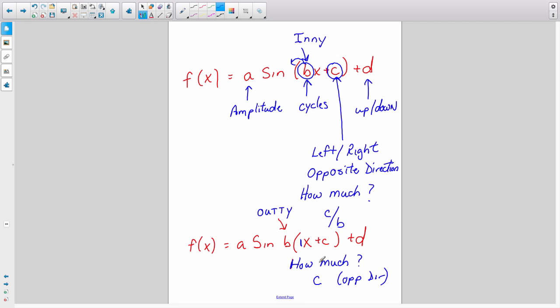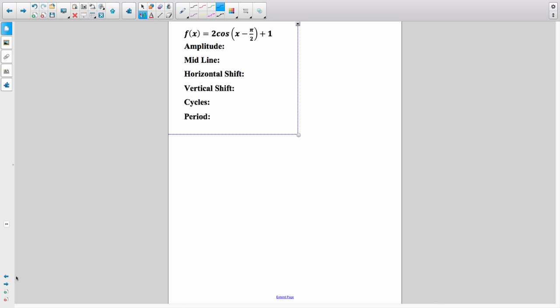So I admit it's not a perfect world. That's the gotcha that you have to remember. If the number's on the inside, it's C over the number. If the number's on the outside, then the shift is just C. Whatever it is, it is. Okay, so let's start off by just practicing. Let's take a look at some possible functions and identify everything we know so far. Cool, so let's check it out.